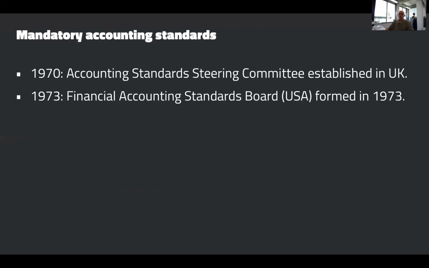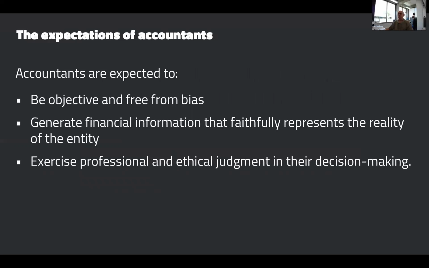Mandatory requirements to use accounting standards came about in 1970 in the UK and 1973 in the USA. And the expectations of accountants were wrapped up in these accounting standards. So accountants were and are still expected to be objective and free from bias, to generate financial information that faithfully represents the reality of the entity, and to exercise professional and ethical judgment in their decision making.